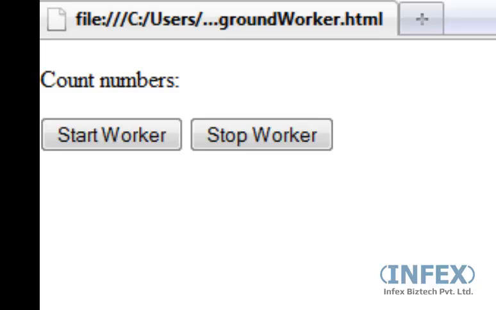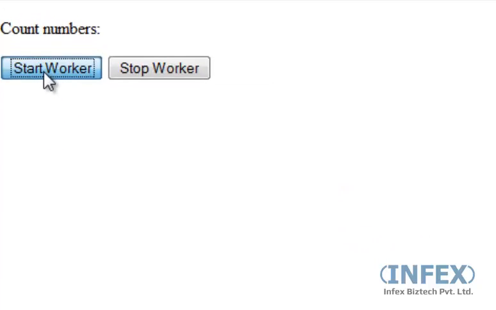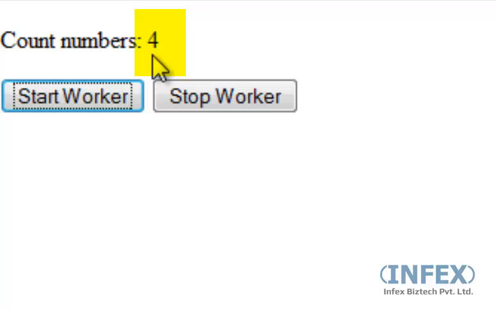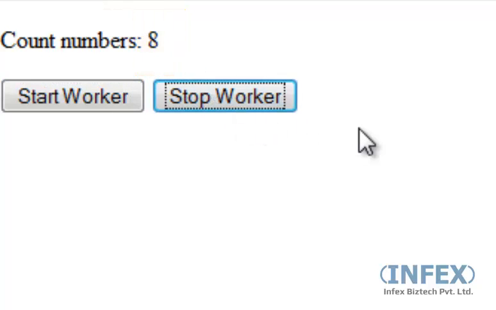So this is the output when we preview it in our browser. As we click on start worker, it will increment the numbers here, and if we click on stop, the worker will be stopped. Basically web worker is not used for such simple tasks, rather it is used for CPU intensive tasks.